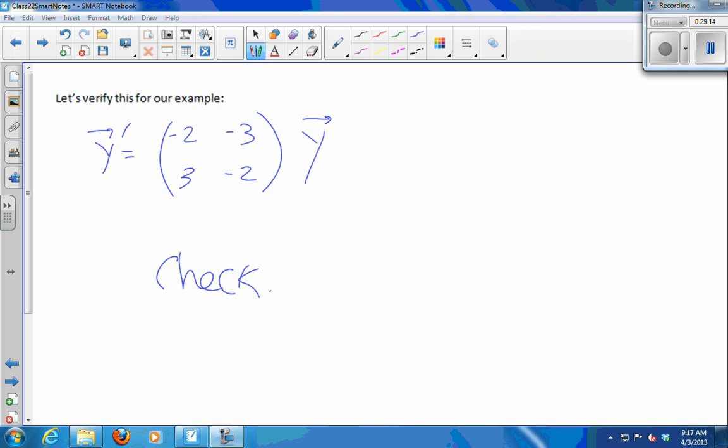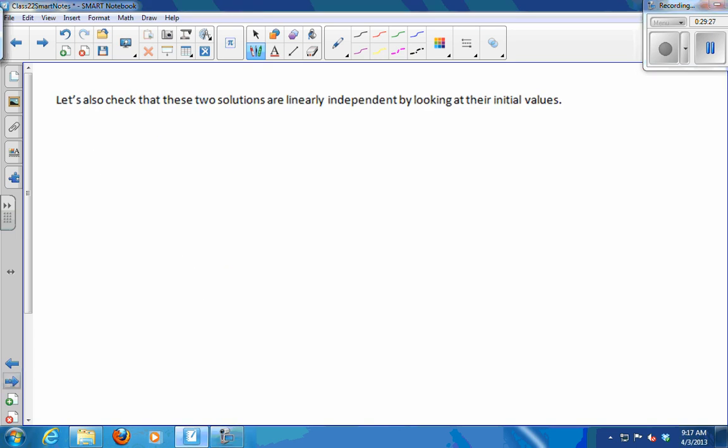So the actual proof is in your textbook. I don't really want to do it, it's just a computation that shows that these are both going to be solutions. So you can read it in your text if you want. We also want to make sure that these are linearly independent solutions. Just check their initial values.